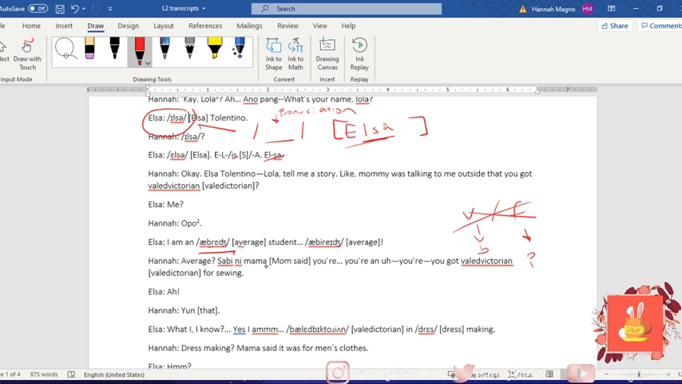I am an average student. And then she said it again. She tried to pronounce it again, but she failed pronouncing the V sound again. Instead, what happened is that she affected this section here, where now she says average with the long A sound. And this one tells me it's average.